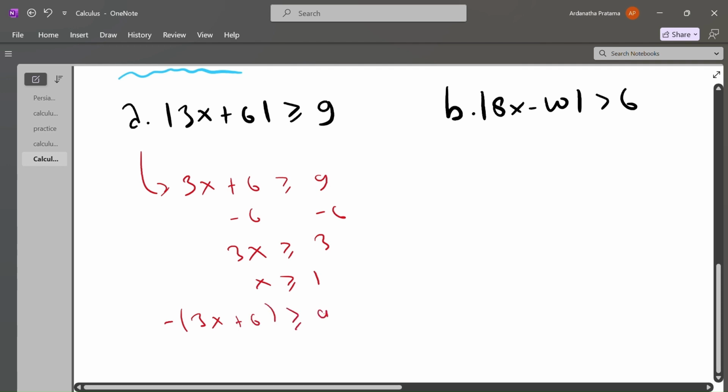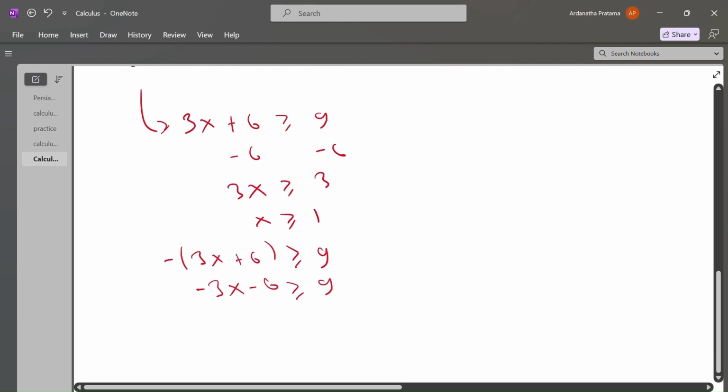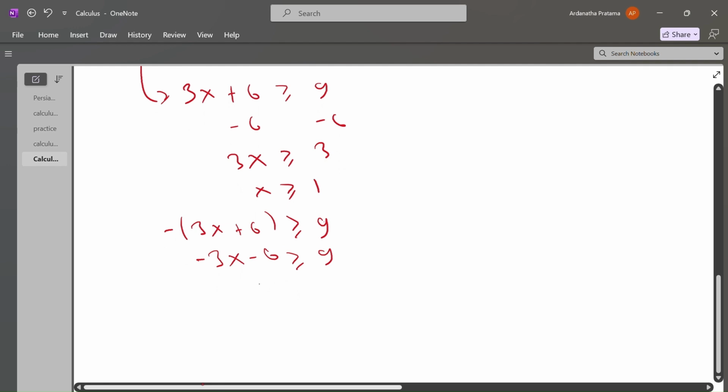Now for the minus version, we have minus 3x minus 6 is greater than or equal to 9. And we can add 6 to both sides. So we will get minus 3x is greater than or equal to 15. And now we have to divide by minus 3 on both sides.